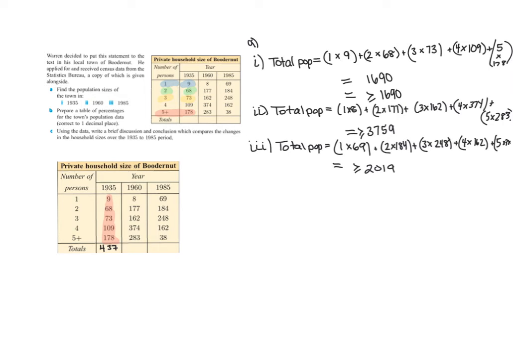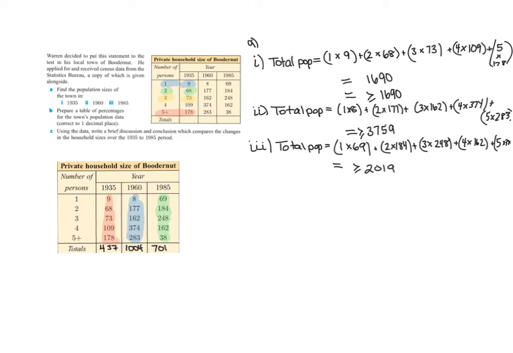And then we're going to do the same for 1960. I'll just highlight that. So again, these are number of households. And so this one would be 1,004. And then we will do it once more for 1985. Add those up. And it is 701. So you see that huge drop between 1960 and 1985. So the question is asking us to prepare a table of percentages. So rather than having numbers there, it wants to have percentage data.